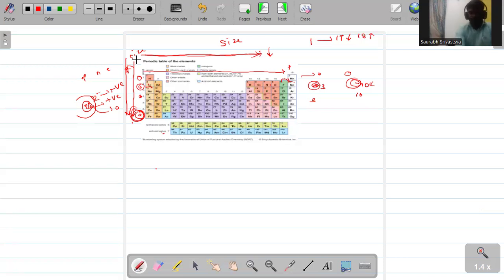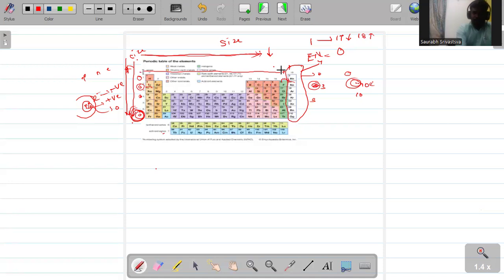Electronegativity follows the trend of size. EN means the electron-pulling nature of the nucleus. Okay, how much for this group? 0. Why, sir? It is 0 because it won't have any electron pulling. Already we know that it won't accept electrons, it won't donate electrons. Then electronegativity automatically becomes 0 for this group.